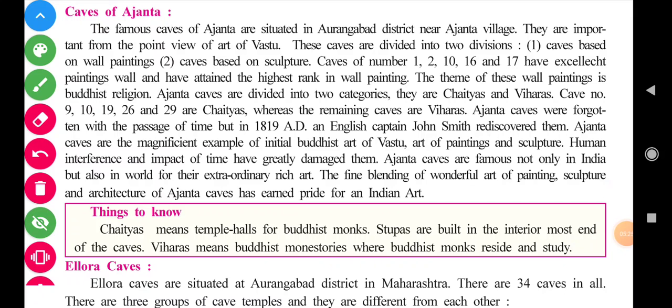Caves number 9, 10, 19, 26 and 29 are Chaityas, whereas the remaining caves are Viharas. Ajanta caves were forgotten with the passage of time, but in 1819, try to remember, an English captain, Sir John Smith, discovered them. Sir John Smith rediscovered these caves of Ajanta. Ajanta caves are a magnificent example of early Buddhist art of Vastu, paintings and sculpture.